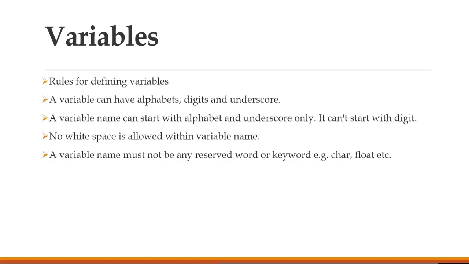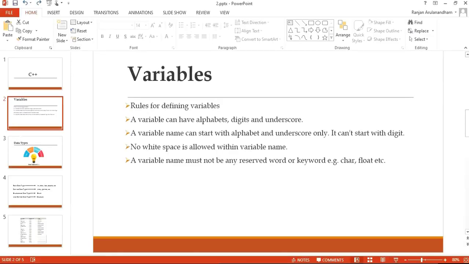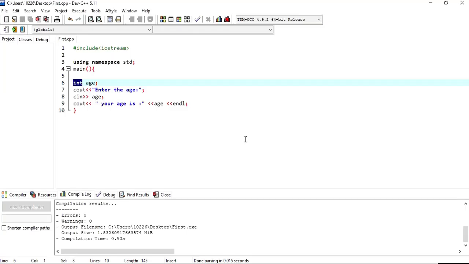So based on these rules, let me create a variable so that it will be easy for you to understand. Here I am going to use the previous example that we have seen in the previous class. So this one is a variable. What did I say about a variable? A variable is a name of the memory location. So what is the first rule? A variable name can be a combination of alphabet, number and underscore. So here this age is a variable, a combination of characters.